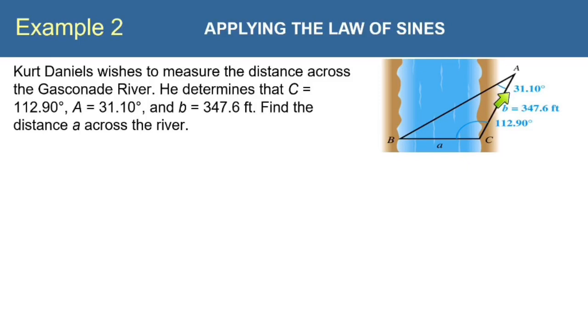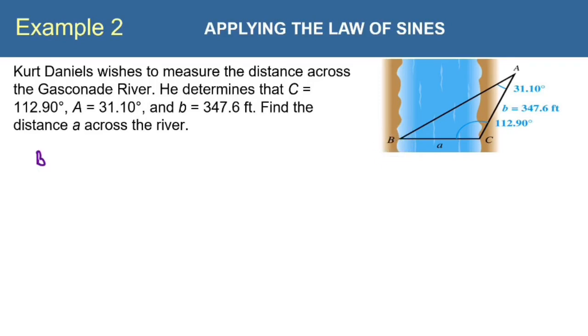Well, if you notice, right now we don't have enough information to set up the law of sines, because as we saw before, we would need to start with an angle and side opposite where we know both values, and right now we don't have that. But we do have enough information to find angle B, so that's what we need to do first.